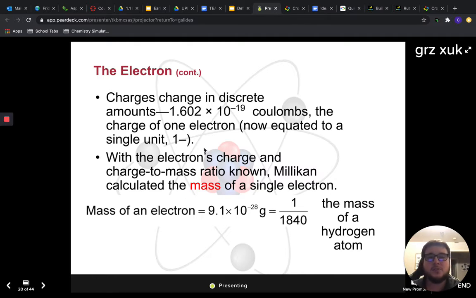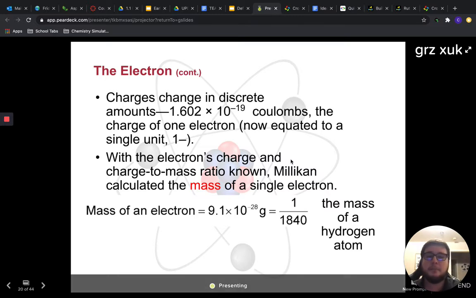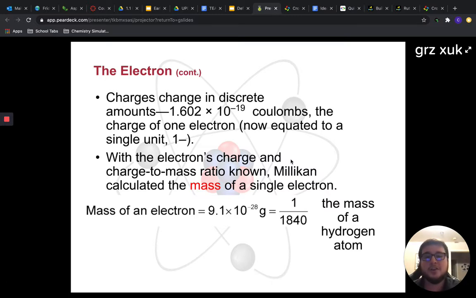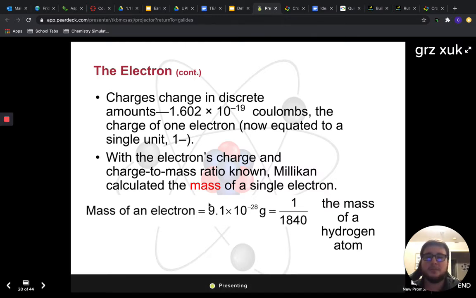Okay? And so he was able to determine the mass because Thomson figured out the charge to mass ratio, and Millikan figured out the charge. So once you know those two things, you can just calculate the mass. So that's what Millikan did.